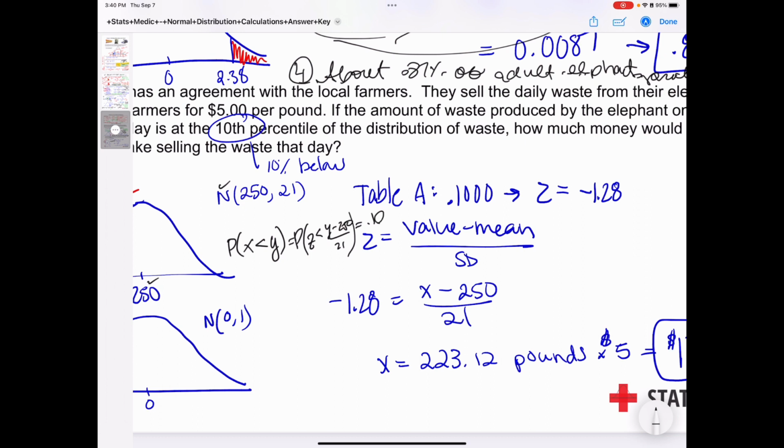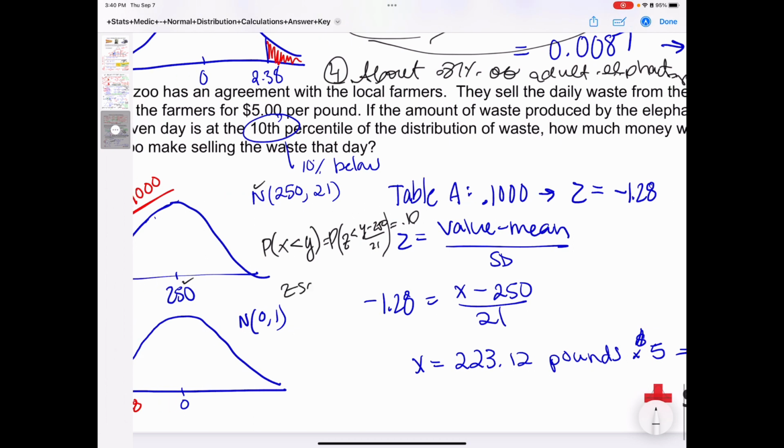So at this point, you can see you're going to find the z-score for 10%. And that is actually equal to negative 1.28. And you find that by looking at your chart. And then you set this equal to the equation that I have here, and then solve by multiplying both sides by 21 and adding 250.